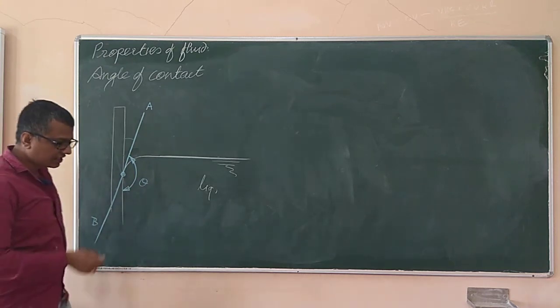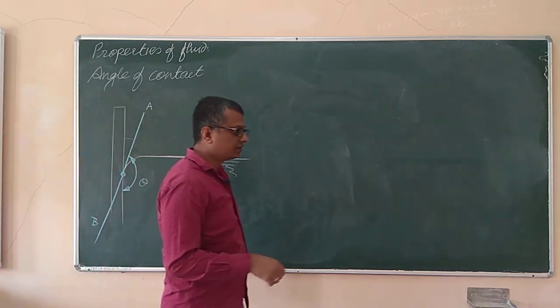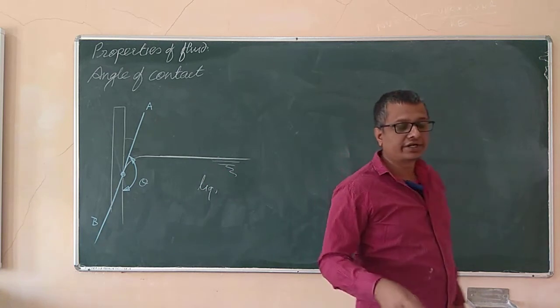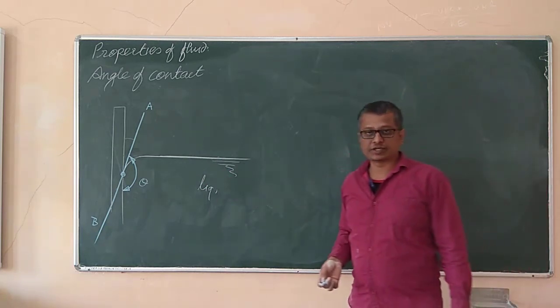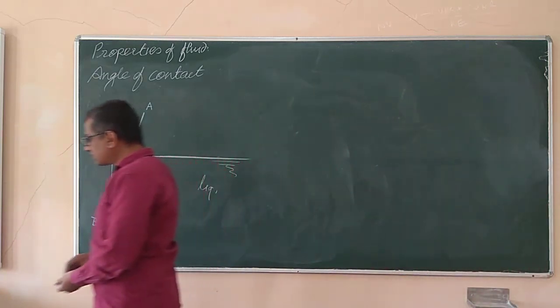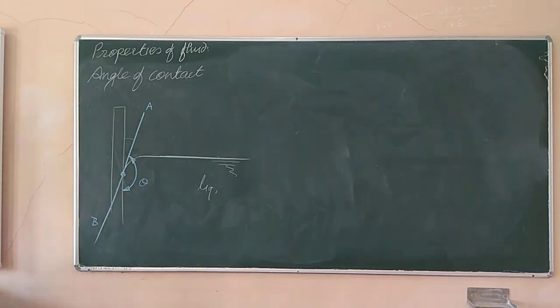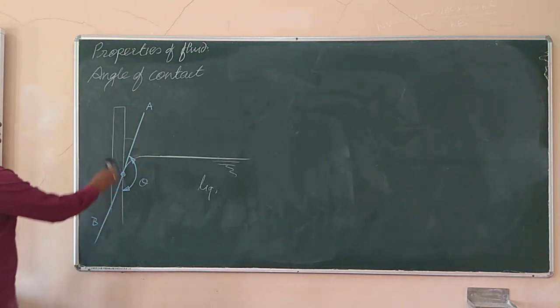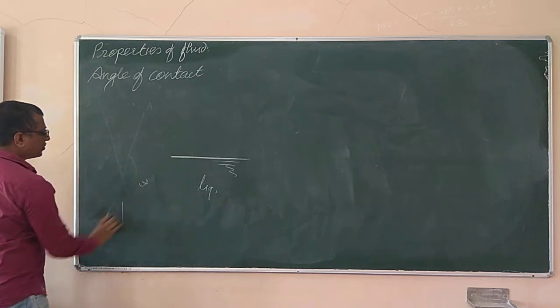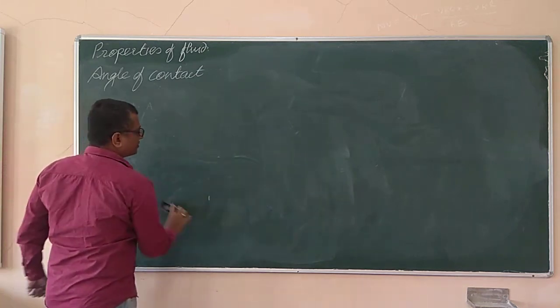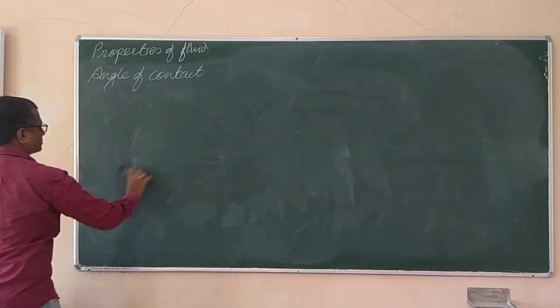Now this is the case when the liquid is mercury and the solid is, say, glass material, right? And for that glass-mercury interface, the angle of contact is an obtuse angle. So let's go ahead to the next property, that is capillarity, or the capillary action.